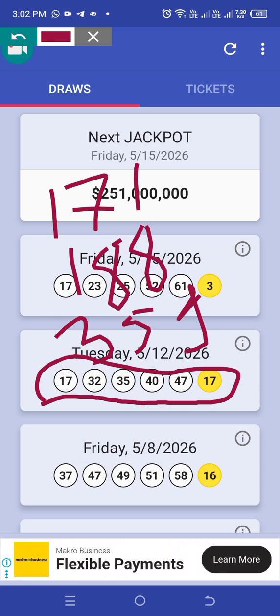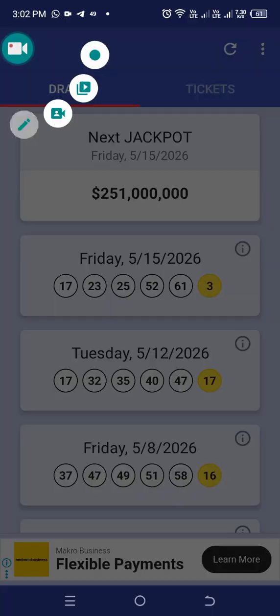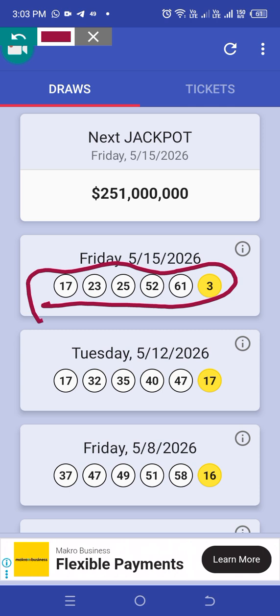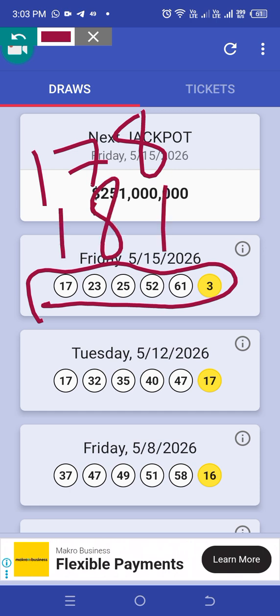Let's move. Now, 18 was hot last time, so it can be hot even now. Let's move. If we have a 40, that number giving us 40 plus 25 plus 52 plus 61 is equal to 178. 178 plus 3 is equal to 181. So we have 18, 18, 18. So 18 is a hot number.